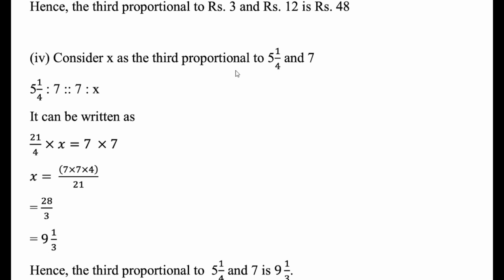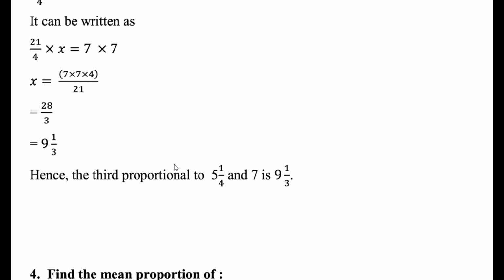Consider x as a third proportional. 5 whole 1 by 4 and 7. So let the third proportional be x. So 5 whole 1 by 4 means 5 into 4, 20 plus 1, 21 by 4. Into x is equal to 7 into 7. Apply the same format. You will get x is equal to 9 whole 1 by 3. Okay.